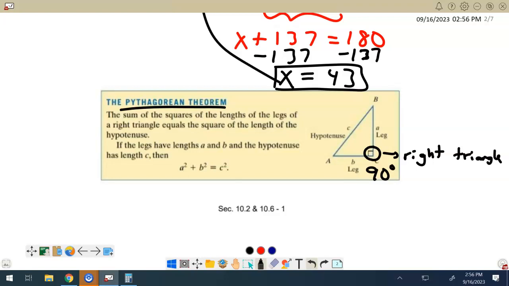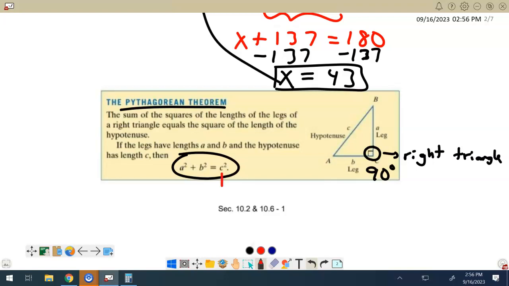A triangle cannot have two right angles because two 90-degree angles would add up to 180, and you wouldn't have any degrees left over for a third angle. And all triangles have three angles, right? Because they have three sides, they have three angles. If you have one right angle, if you have one 90-degree angle, that is called a right triangle. And in the case of a right triangle, the three sides, A, B, and C, are related by this formula here. A squared plus B squared equals C squared.